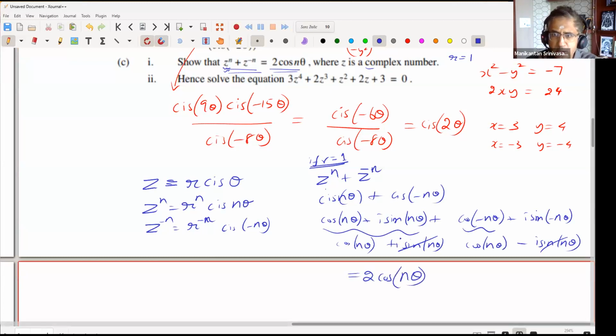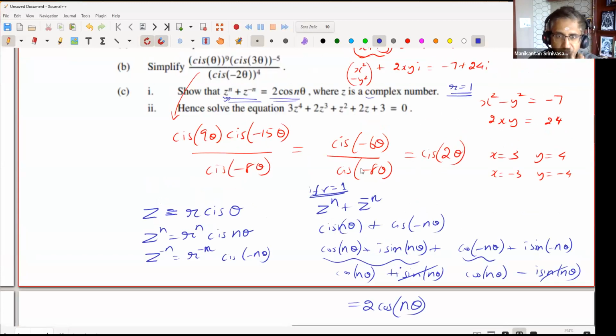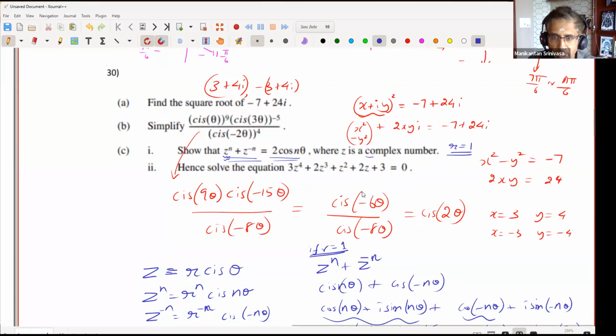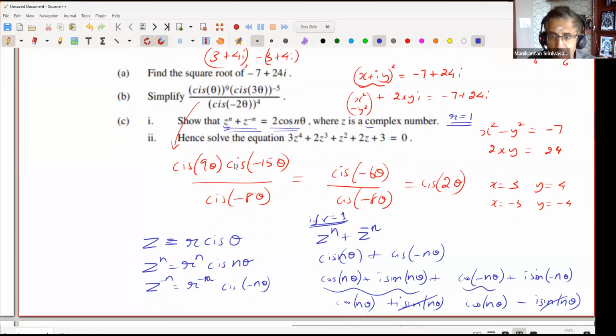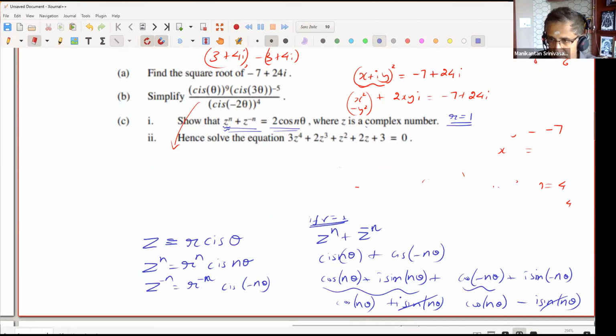Okay, but he's missing this point: if z is a complex number where r equals 1, otherwise it won't be 2 cos n theta. Okay, solve the equation 3z power 4. He is using the word hence, so we can use this previous relation.